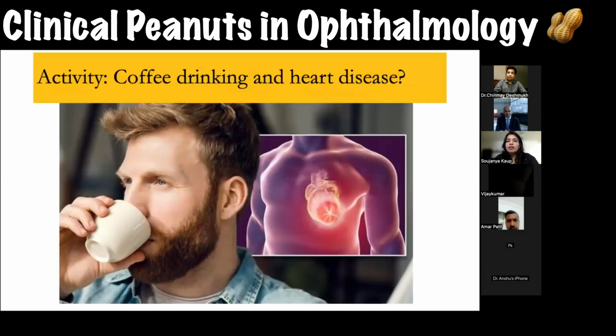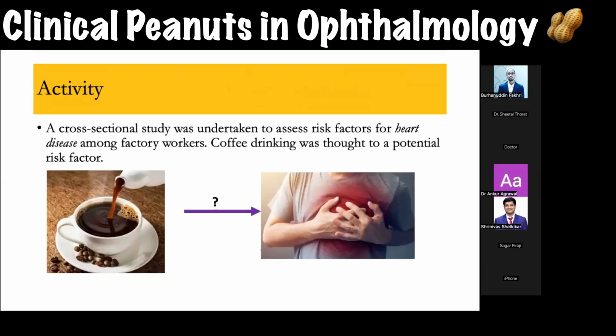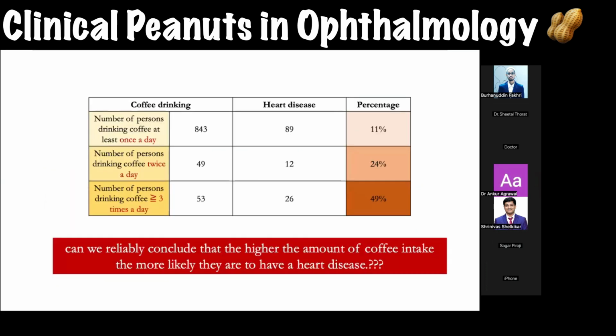Now, if you're studying, does coffee drinking lead to heart disease? And you are doing a cross-sectional study and you get these results. You say that drinking coffee once a day leads to 11% heart disease, twice a day, 24%, more than three times a day, 49%. So there is a sort of dose response you're seeing here. As the number of coffees is increasing, the percentage of heart disease is also increasing. So by this cross-sectional study, can we conclude that coffee drinking is associated with heart disease, or does it cause? Is it causal? Can we conclude that?